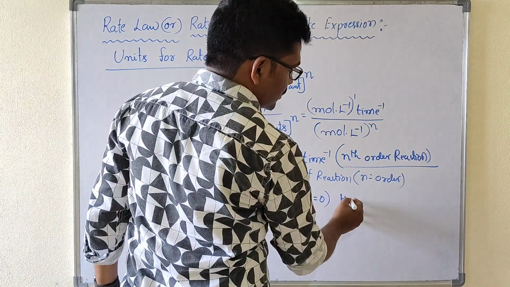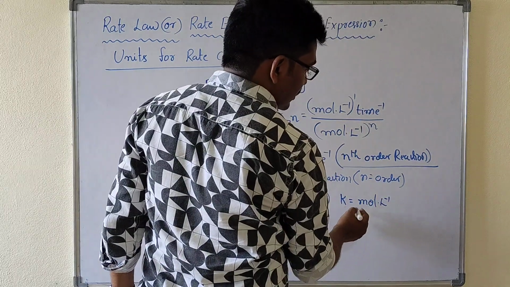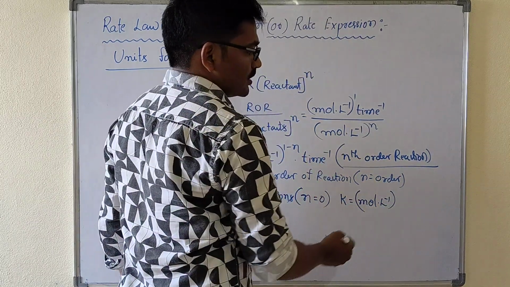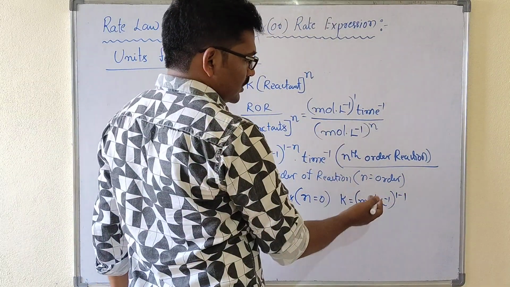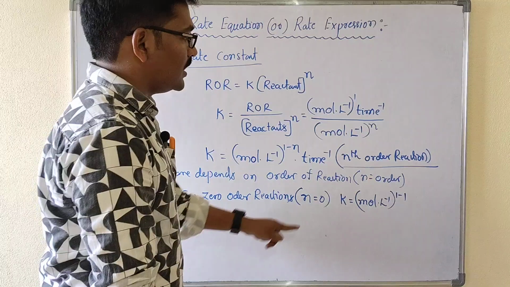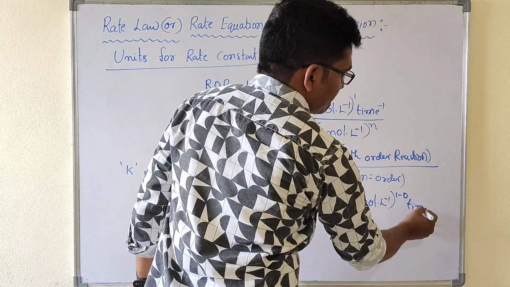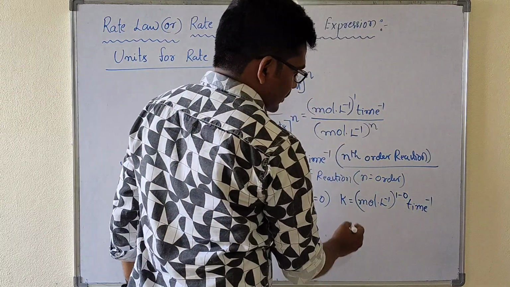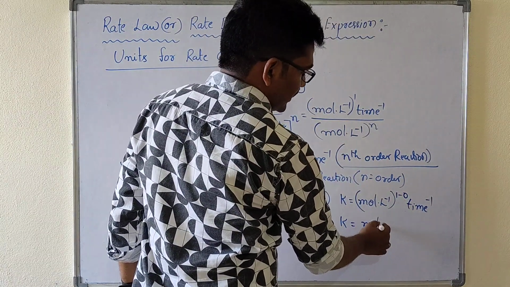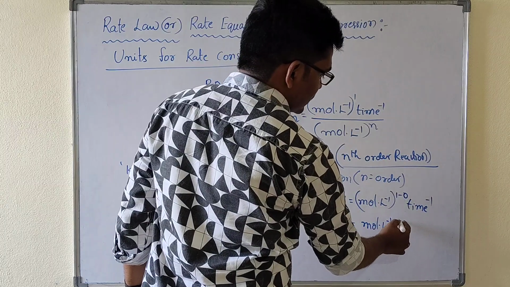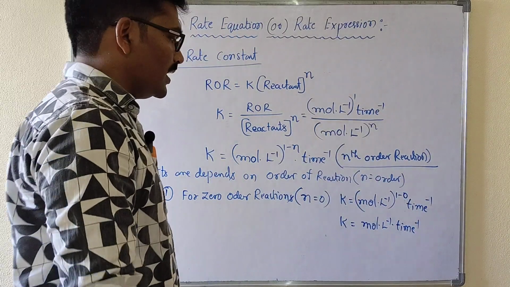Then rate constant units are K equals mole liter inverse whole to the power, look, 1 minus 0. Sorry, zero order reaction, right? 1 minus 0, 1 minus 0, time inverse. Then you get the units mole liter inverse time inverse. As usual units you can get, right?